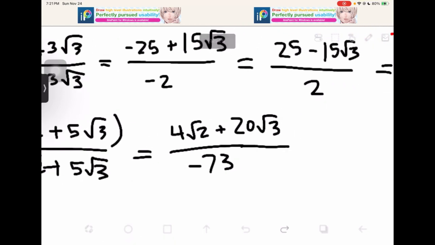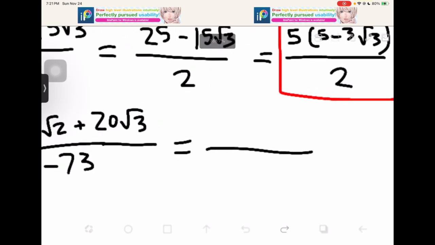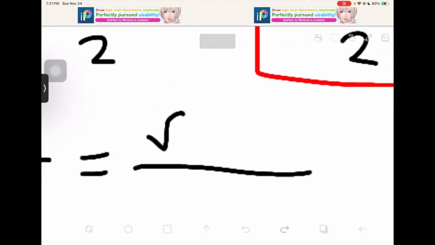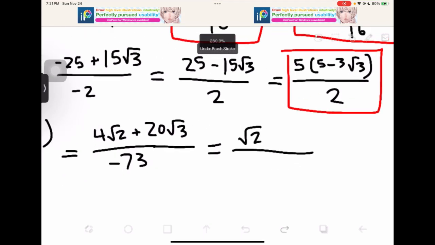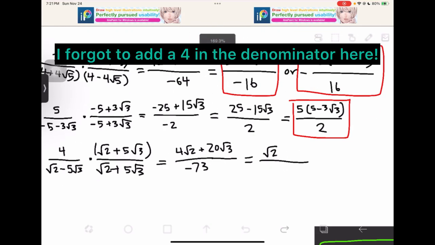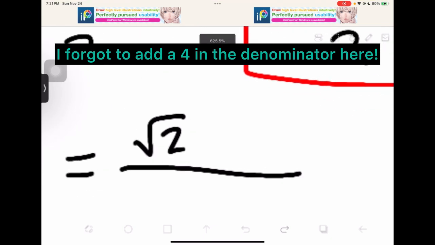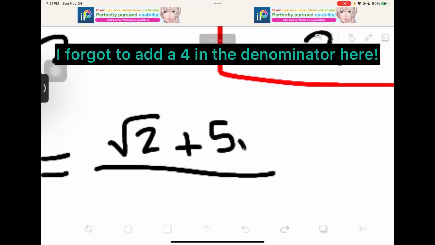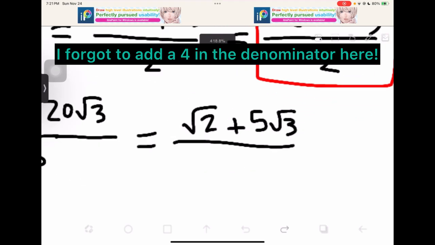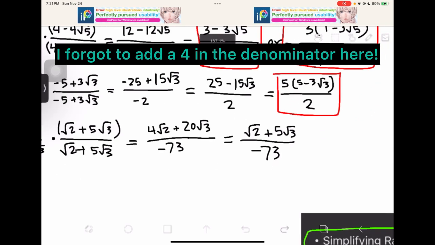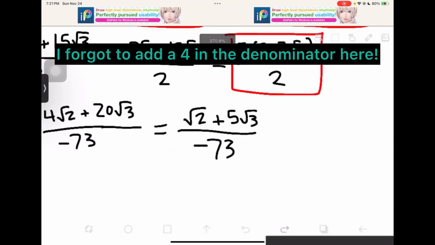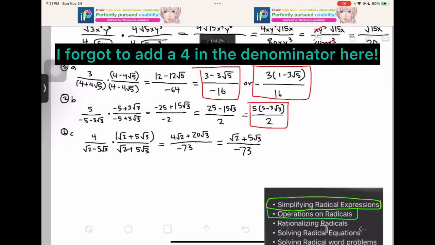And can we factor it? Can we factor the top? Yeah, we can factor the top. That means it's just square root of 2. Oh no, we can't. No, we can. Square root of 2 plus 5 square root of 3 over negative 73. And negative 73 is a prime, so that's the final answer.